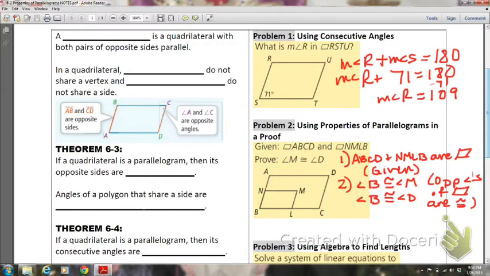And so from that statement, we can make the statement that we're trying to prove, that angle M is congruent to angle D, because of the transitive property of congruence. If you remember, that says if A is congruent to B and B is congruent to C, then A has to be congruent to C. So here we're saying if M is congruent to B and B is congruent to D, then M has to be congruent to D. So that's the transitive property of congruence.